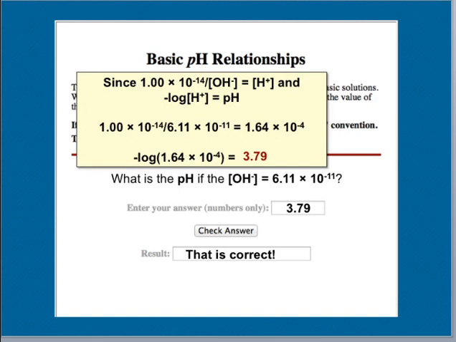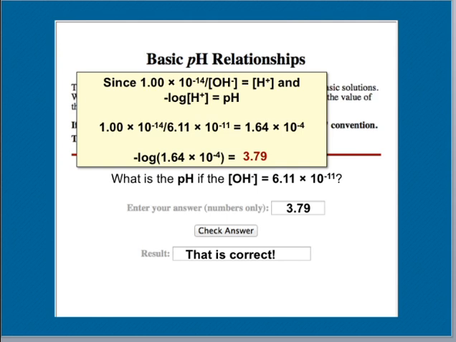We know hydroxide, that's given here, 6 times 10 to the minus 11. 10 to the minus 14 divided by that is this guy. Simply type in 1.64 times 10 to the minus 4, hit the log button, change the sign, and we get 3.79.